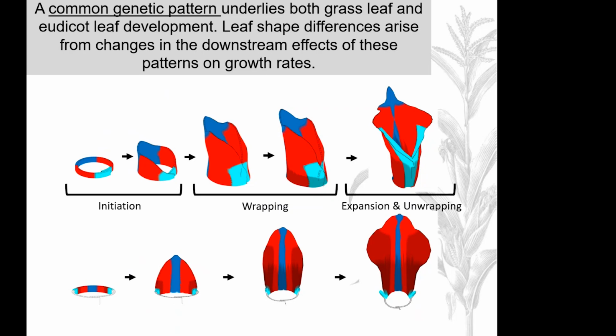And so you don't need to knock out a whole domain in the leaf and then generate a new one to be able to have a new leaf shape. You can simply change the amount of expression or the amount it's affecting its downstream growth targets. And now this is what we're going on to try and find out: what is going on in these genetic networks.